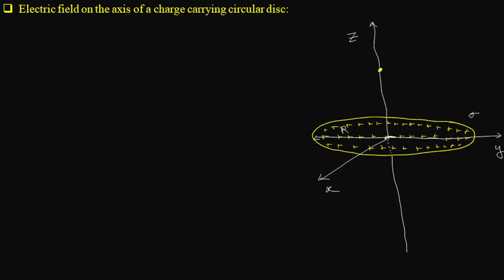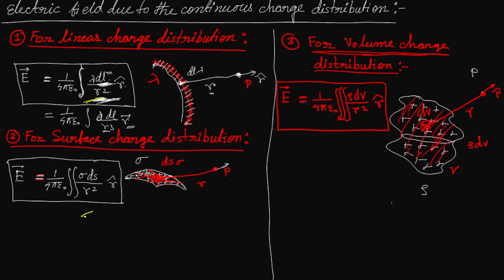For that, let's consider one point on the axis of this loop, that is on the z-axis, let's say point P, at a distance z from the origin. So the coordinate of P will be 0, 0, z. And now, since the charge is distributed over the surface and it is a continuous charge distribution, we have to use this definition now.